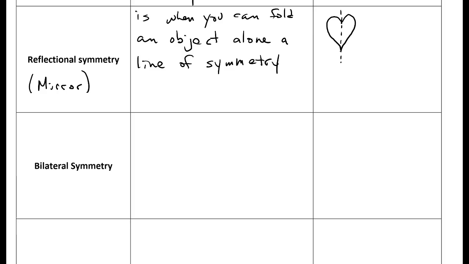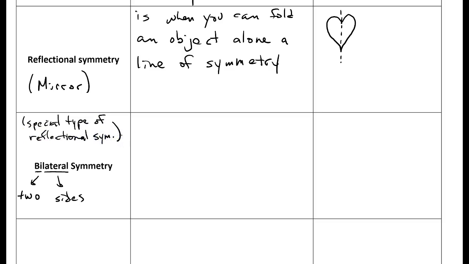All right, so moving on to bilateral symmetry. So bilateral has two parts here. We have bi and lateral. Bi meaning two, and lateral meaning sides. So bilateral symmetry, this is actually a special type of reflectional symmetry.